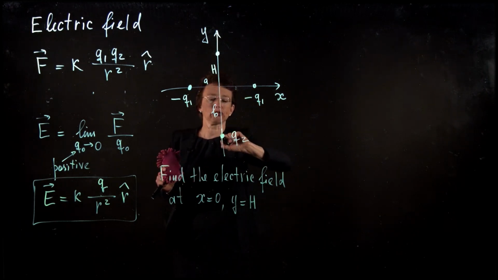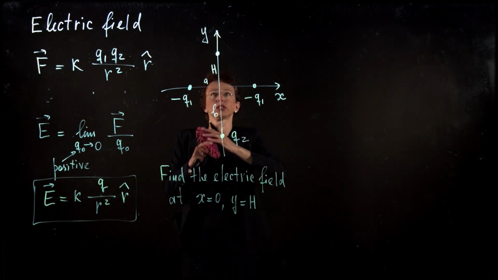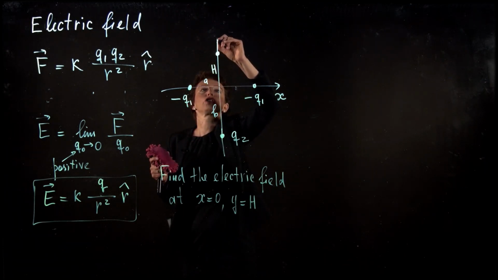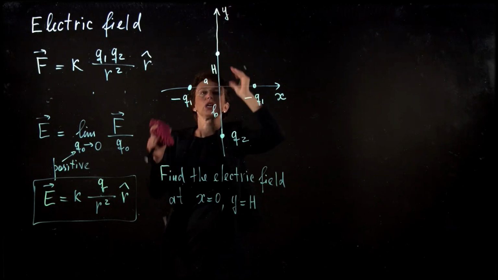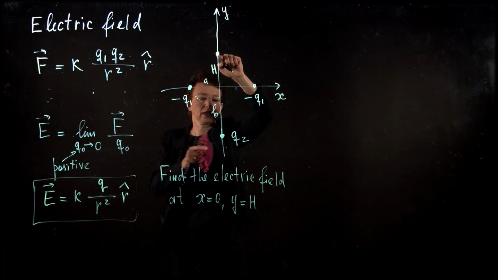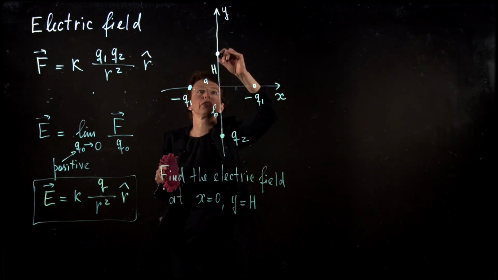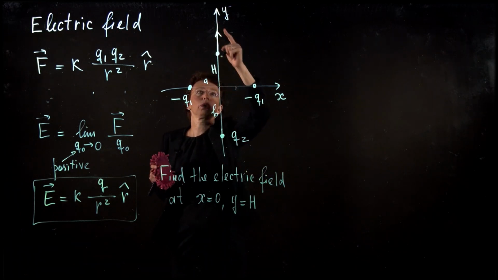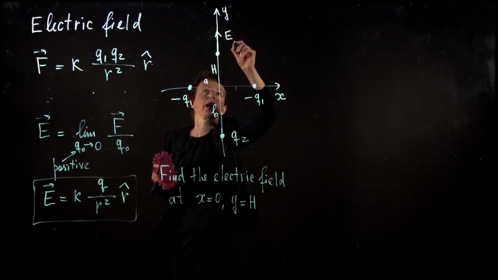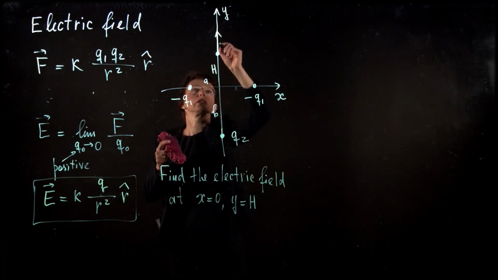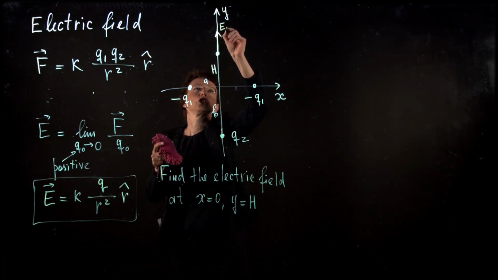So what will be electric field created by positive charge Q2? How to think about it? You put charge Q naught right here. Both are positive. Then the force will be repulsive force, or electric field will be in the direction along y. So this is electric field created by Q2. I put E2 here.